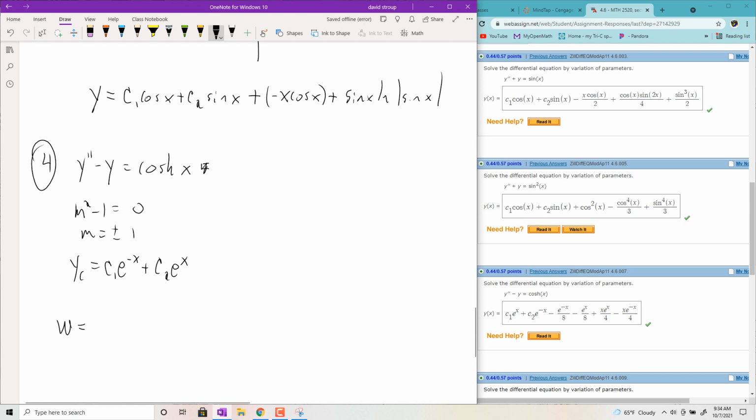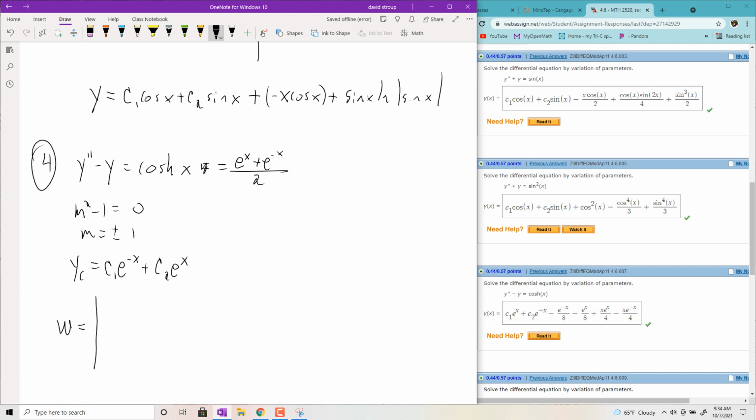The reason I want to convert this to exponentials is because if not, I'm going to have this weird mixture of coshes and sinhs, and it might just be easier to forget it and write everything in terms of exponentials. So if you remember the definition for cosh, it's e to the x plus e to the negative x all over 2.